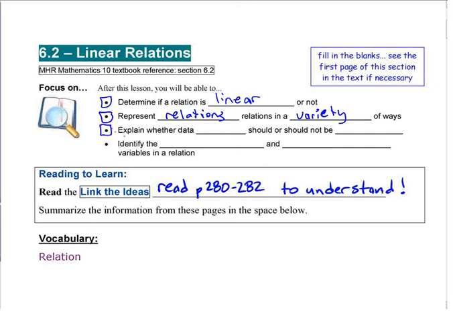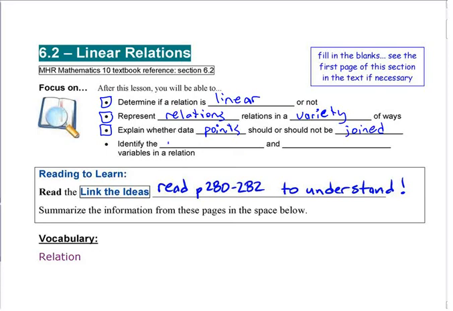Number 3 here, third thing is explain whether data points should or should not be joined or connected. You can put joined or connected there on a graph. I probably should have said on a graph after that, but you need to be able to decide this year whether it makes sense to join the points or not, because there's a reason whether you would join them and what you're saying when you join them.